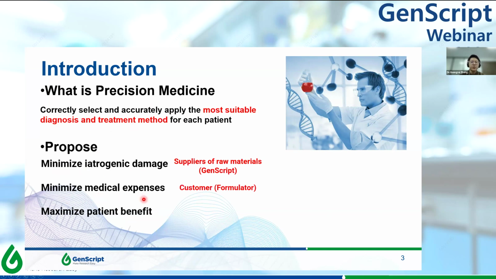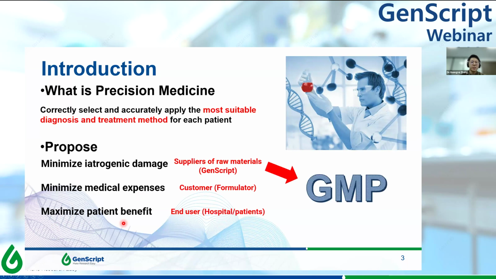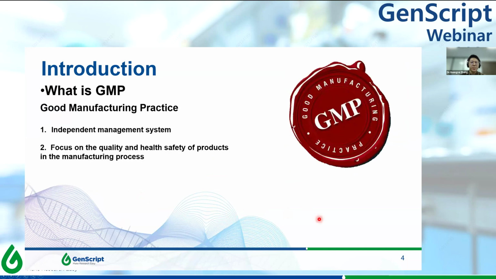So it has to rely on our customer, which is a formulator. And third is to maximize patient benefit. So it requires the effort of the end user, which is the hospital or our patients. So the question goes to how we can ensure the quality and safety of the product. For that, we need the GMP standard system to ensure the quality of our product.